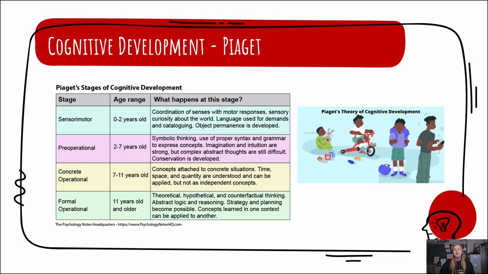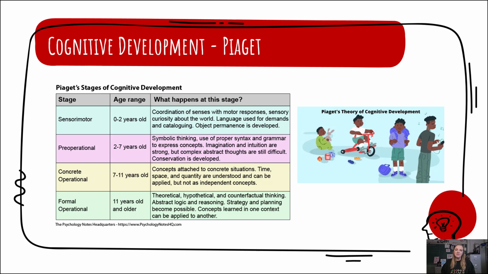During this stage, children often have what we call egocentrism. Now, we hear that word ego and we often think about someone being like super selfish or into themselves, and that's not exactly what egocentrism means. Egocentrism means that the child cannot enter into the shoes of someone else. They cannot see the world from someone else's viewpoint.